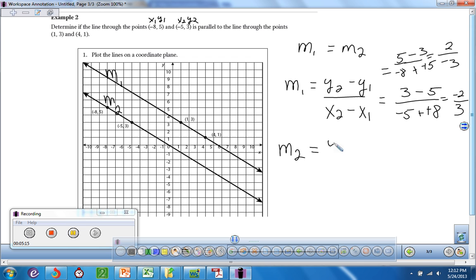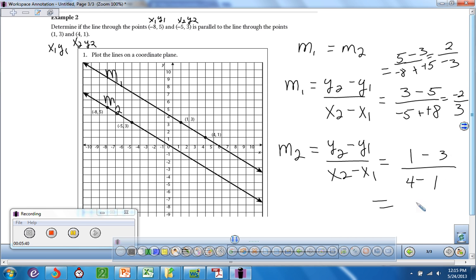Now for the second slope, I'm going to call this x1, this y1, x2, y2. This is mainly to help me keep organized when I start writing things out. So we'll go 1 minus 3, the change in the y's, over 4 minus 1. Well, 1 minus 3 gives me negative 2, and 4 minus 1 gives me 3. These two slopes are equal, so these two lines are parallel because the slopes are the same.